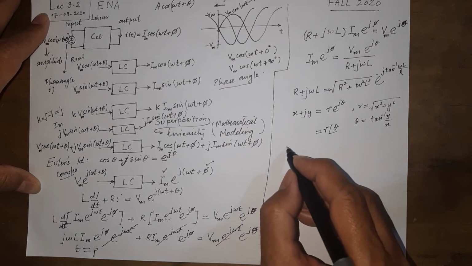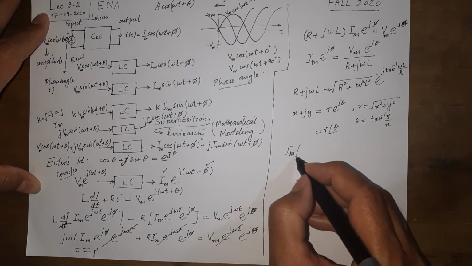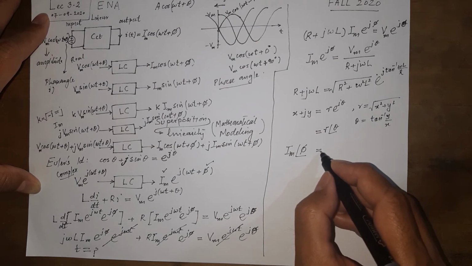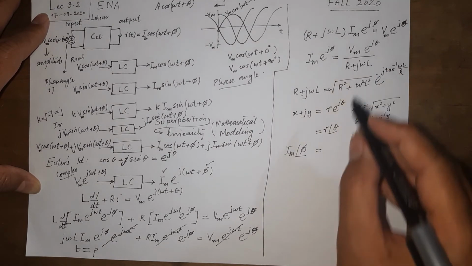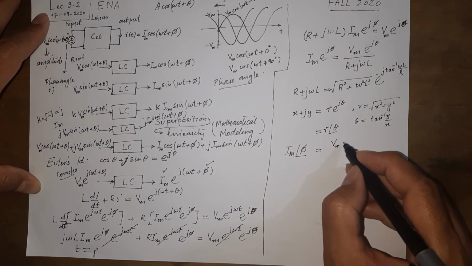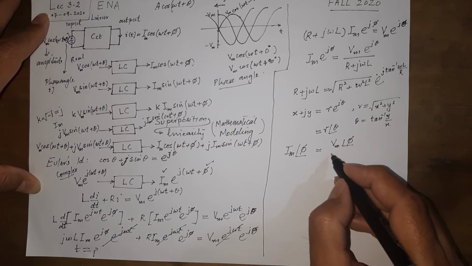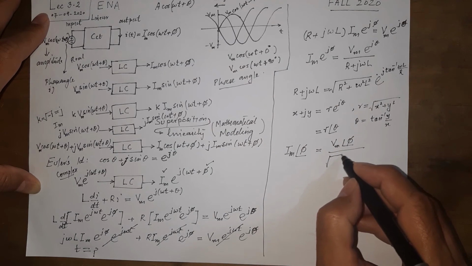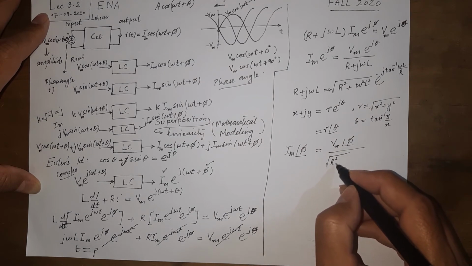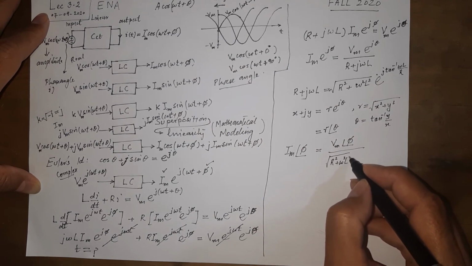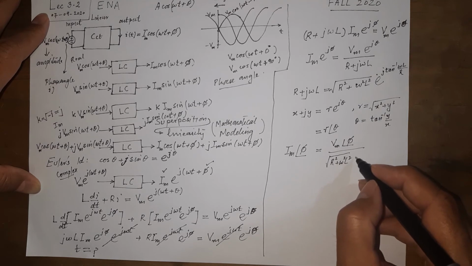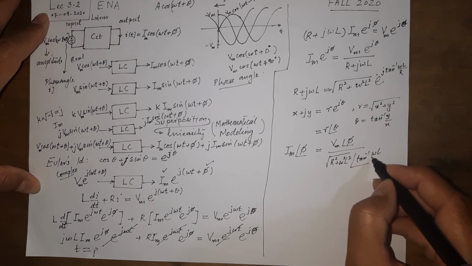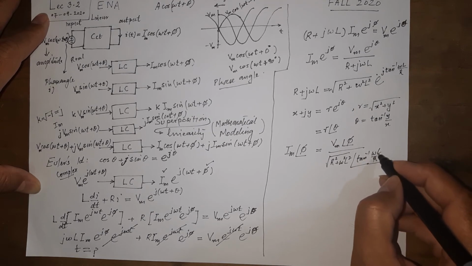So the Im angle phi is equal to Vm angle phi over this thing, which is square root of r square plus omega square l square angle tan inverse omega L over R.